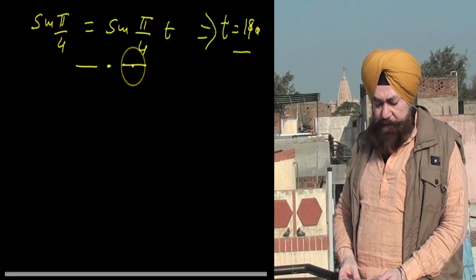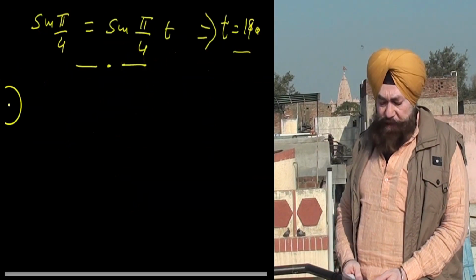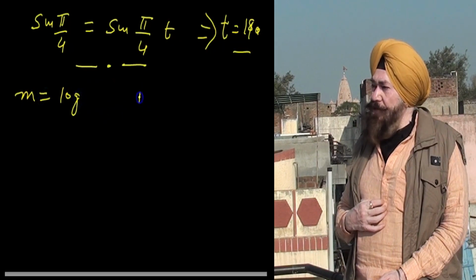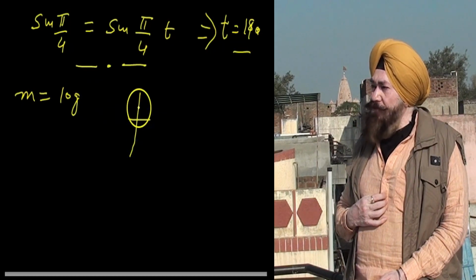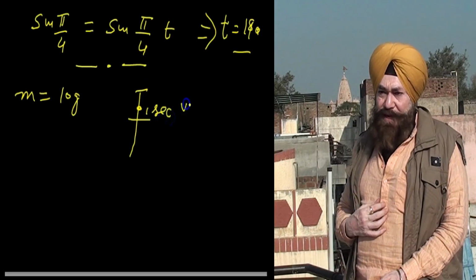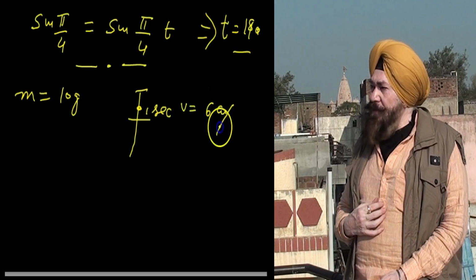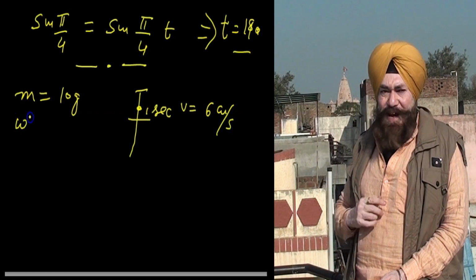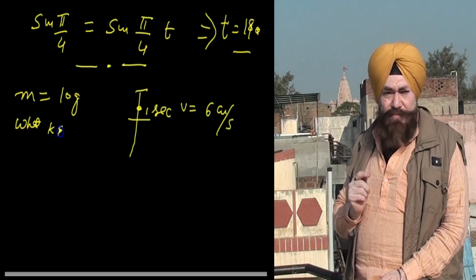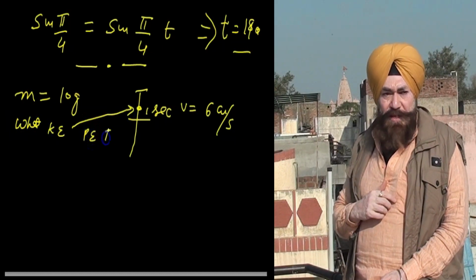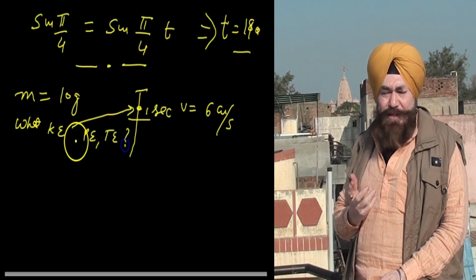And the last numerical is: the mass is given to you as 10 gram, and it is also given in the numerical that after 1 second from the mean position the velocity is 6 centimeter per second. Then they ask you what the kinetic energy and potential energy are at this point, just after 1 second of crossing the mean position where the velocity is 6 centimeter per second. Now it is very simple.